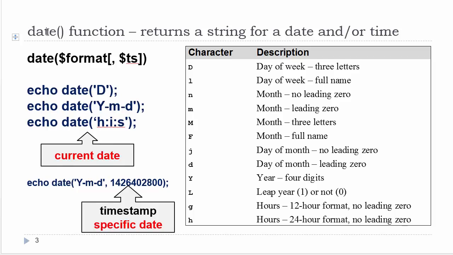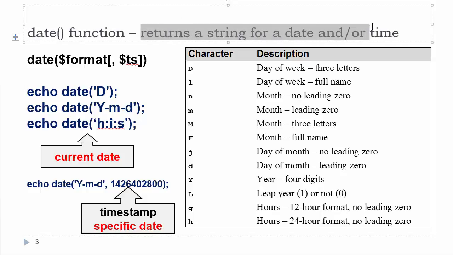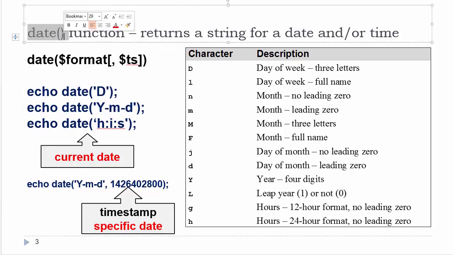So let's take a look at the date function. Now that doesn't give us the number of seconds. It returns a string for a date that we pass to this function. And this is the general syntax. And this is not really a variable, this is just the format. And this is optional if you were to pass it a timestamp. So by default, the date function will apply to the current date if you don't specify a timestamp.